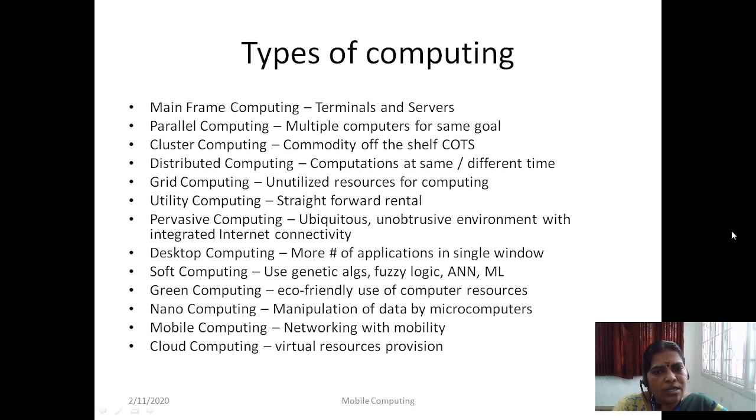So we can create a particular network using systems which have old manufacturing dates. Using those systems, we can create some kinds of networks and perform different kinds of operations over there. That comes under cluster computing, which we refer to here as commodity off the shelf.